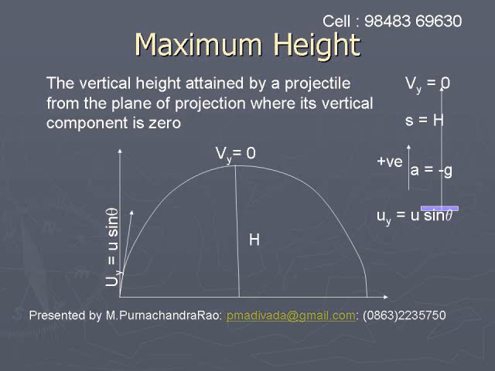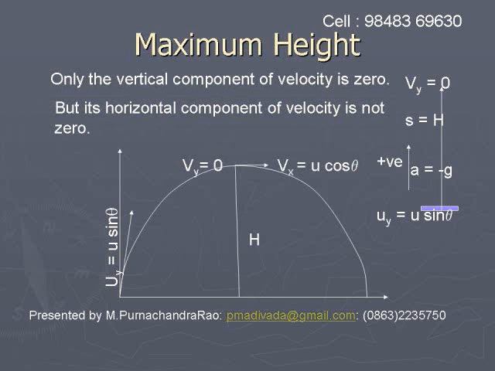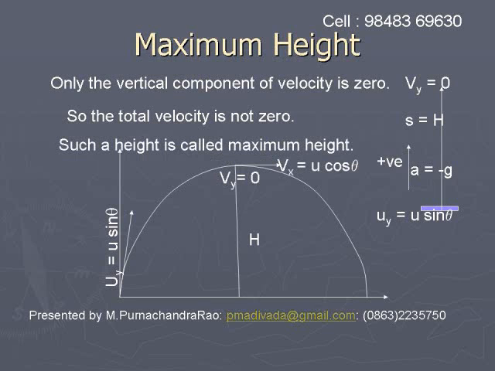Maximum height. It is the vertical height attained by a projectile from the plane of projection where the vertical component of its velocity is 0, but it will have a horizontal component of velocity. So the total velocity is not 0, only the vertical component of velocity is 0. Such a height from the plane of projection is called maximum height.